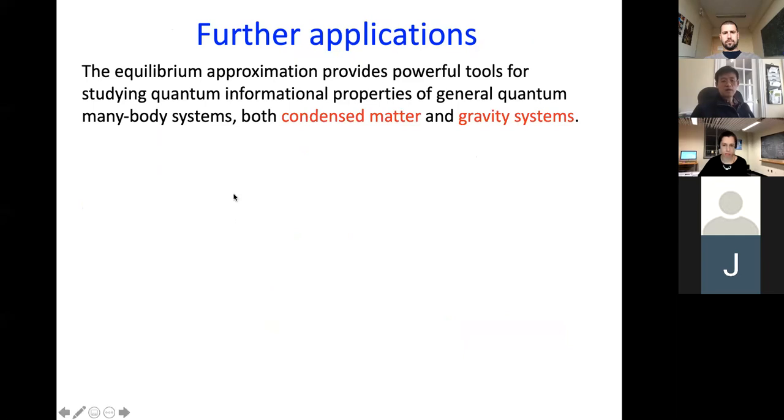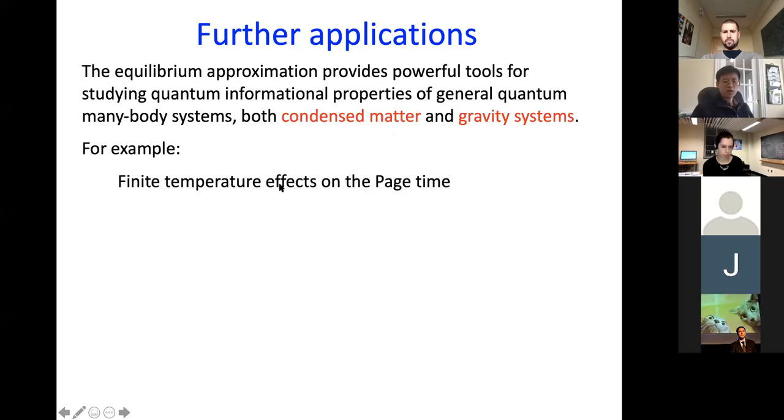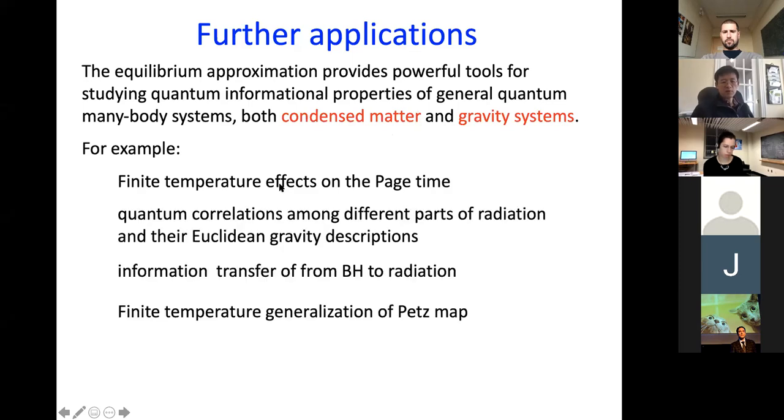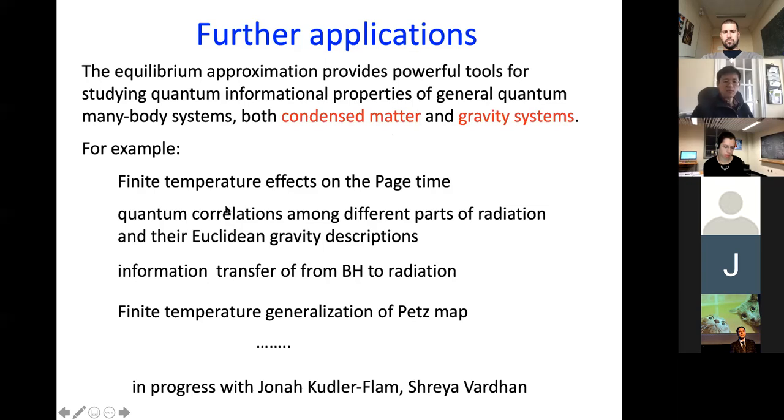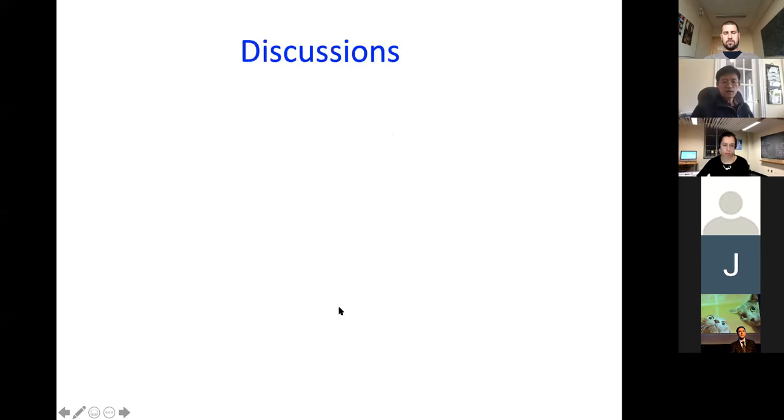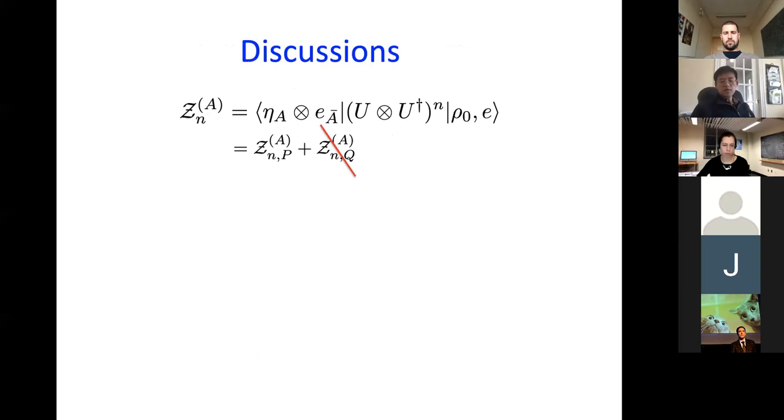Okay, this approximation provides powerful tools for studying quantum information properties of quantum systems, both condensed matter and gravity systems. Here I've just mentioned some quick potential gravity applications, for example, finite temperature effect on the Page time, different quantum correlations among different parts of the radiation, information transfer from black hole to radiation, etc. And also, let me just conclude.